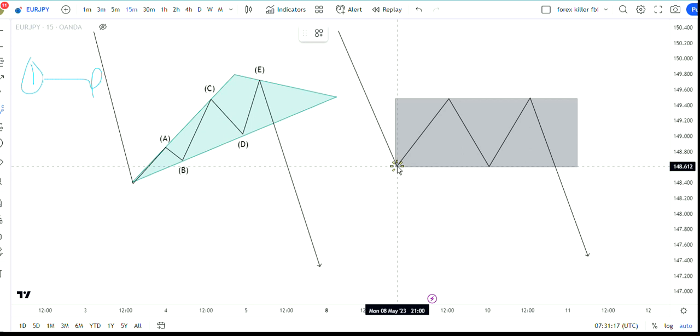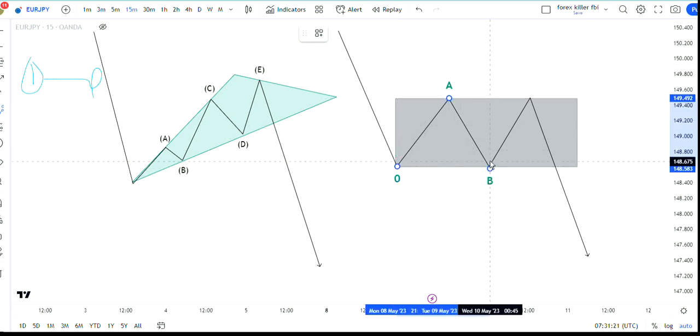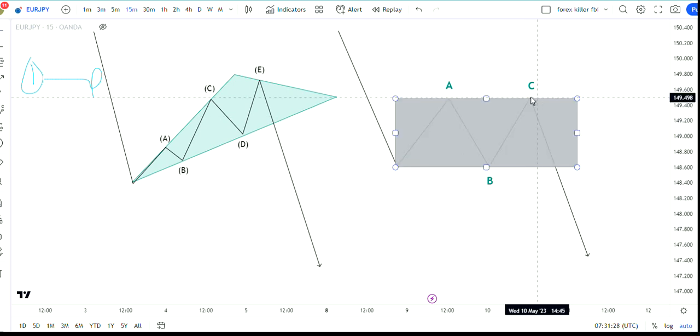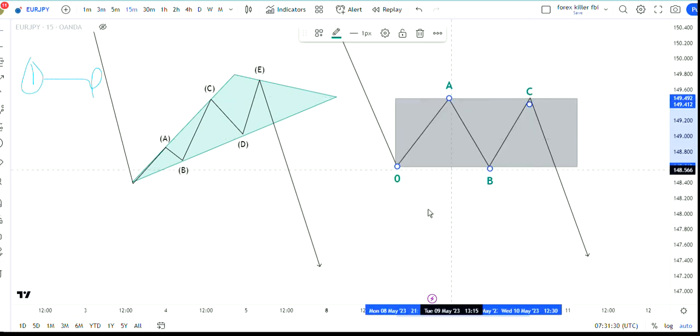All right, as you can see here, this is 0, this is point A, then this will be B, and this will be point C. Then after point C, we have an impulse after that correction. So those corrections come after the impulsive move. After an impulsive move we have a correction, and after a correction we have an impulsive move. All right, I think you get me.